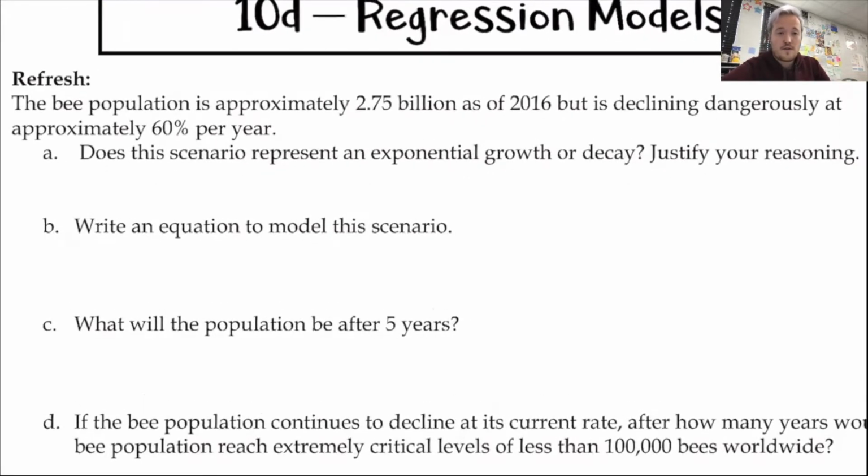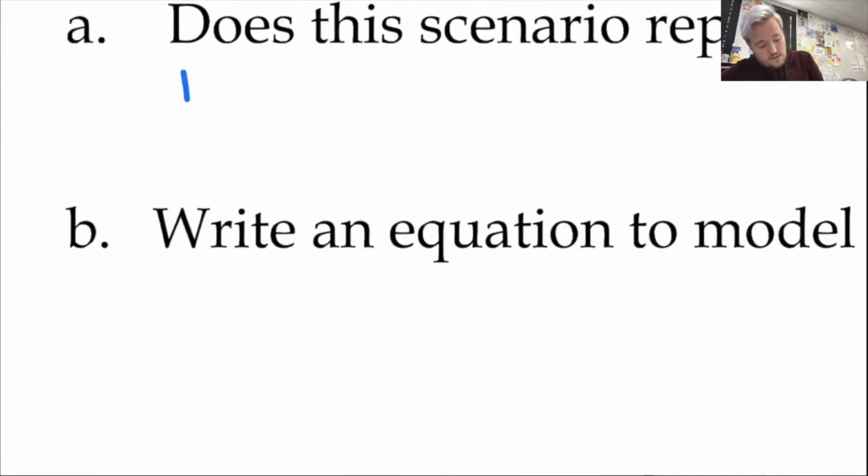Starting off, does the scenario represent a growth or decay, and justify? So this is a decay. The population of bees is decreasing.